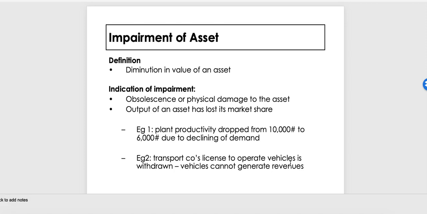Or probably the sales of the product has dropped because there is no demand from the customer. Therefore, now you are producing a product that cannot be sold. You also have to do an impairment test whether there is an impairment to the machine.